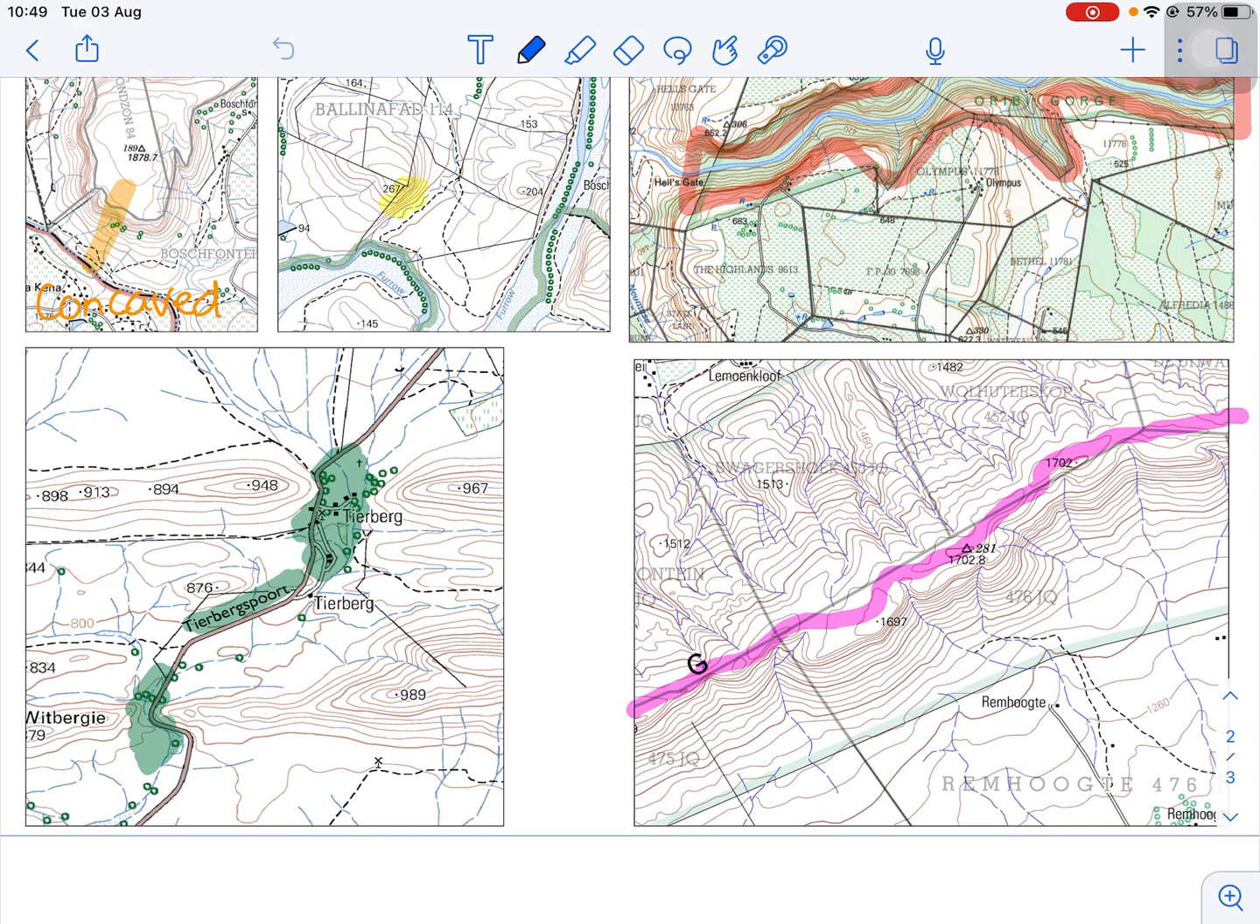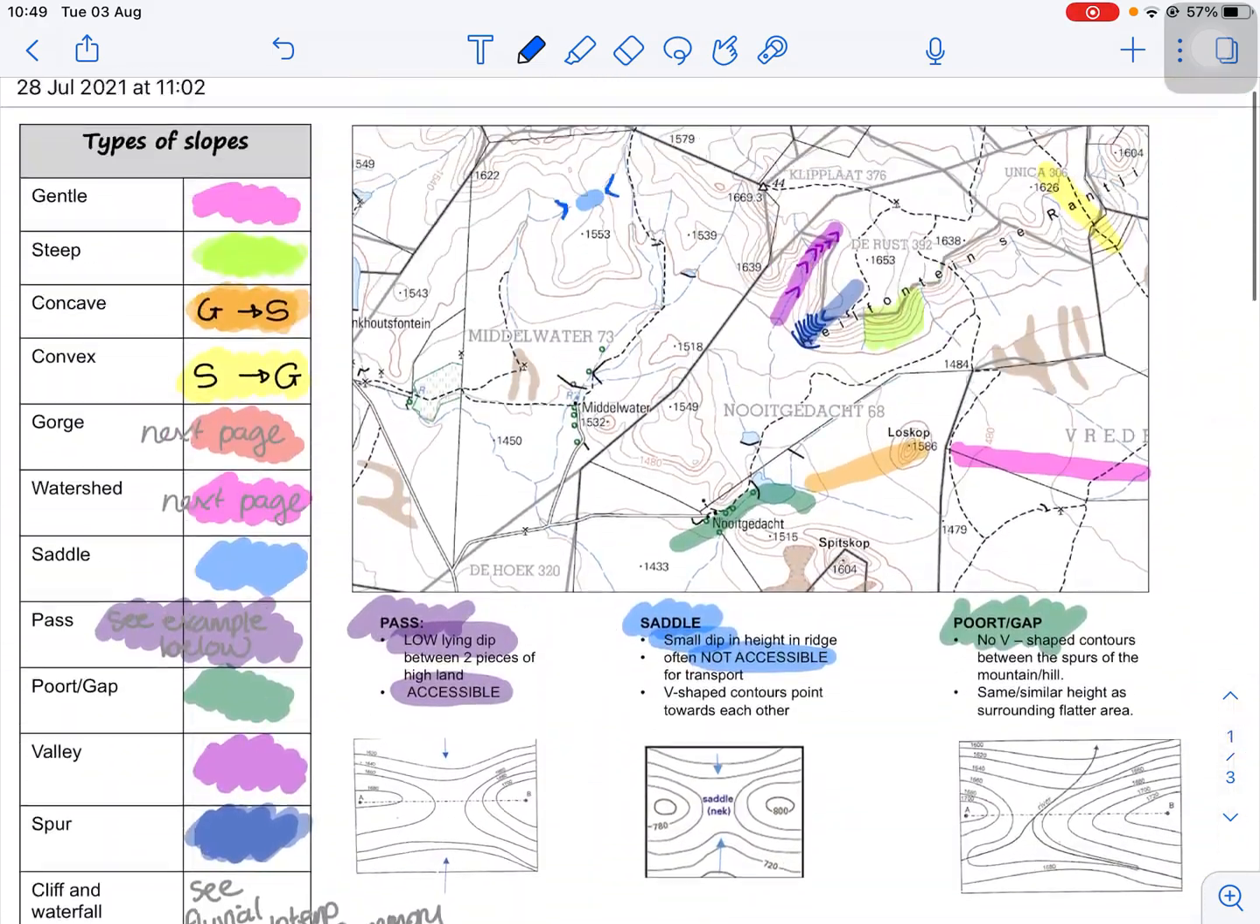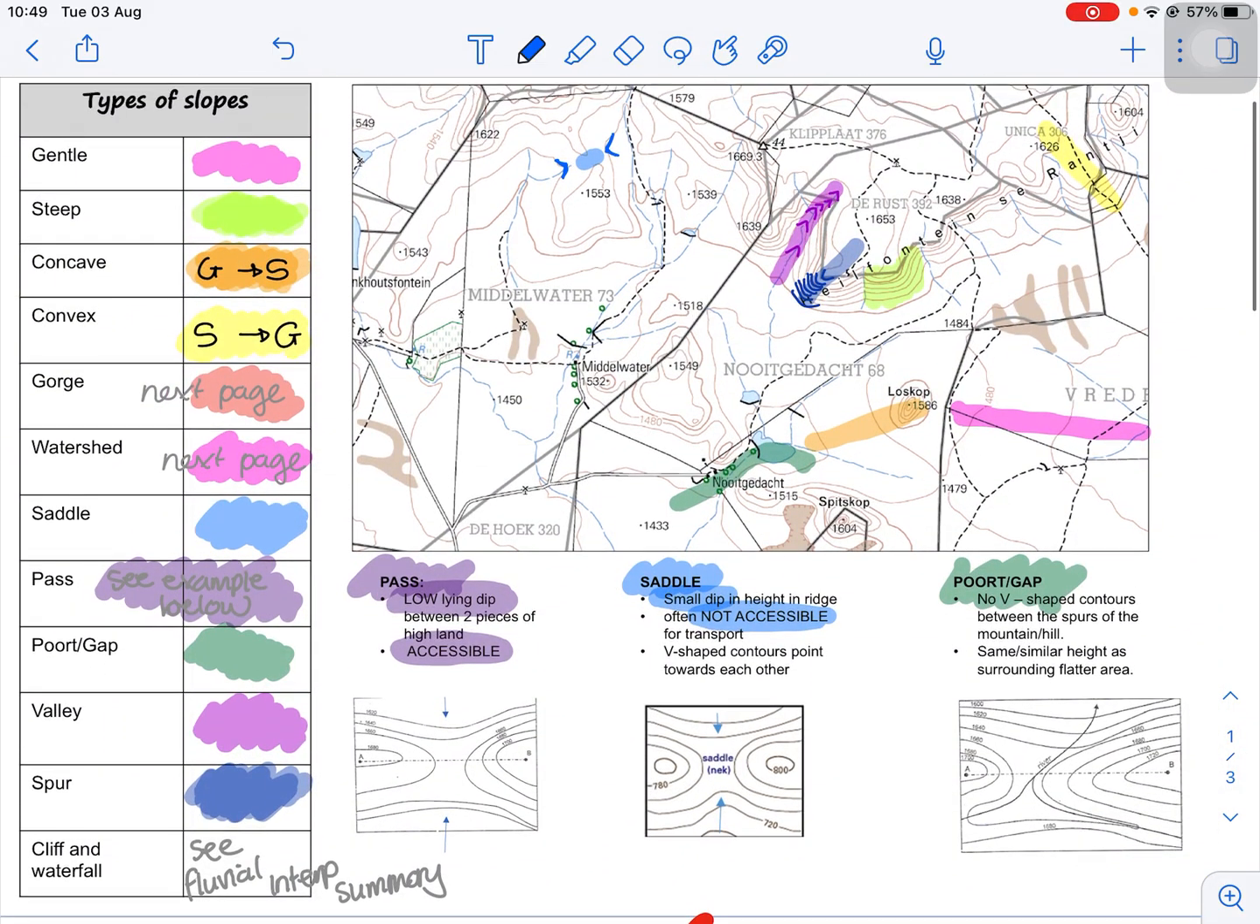And remember that that then indicates the sort of ridge line that says this is the high-lying land separating the tributaries flowing from the one side and the other. Okay, and that is a revision of all your different types of slopes.